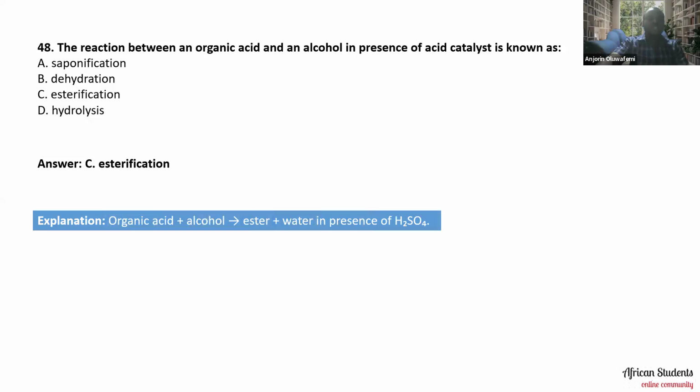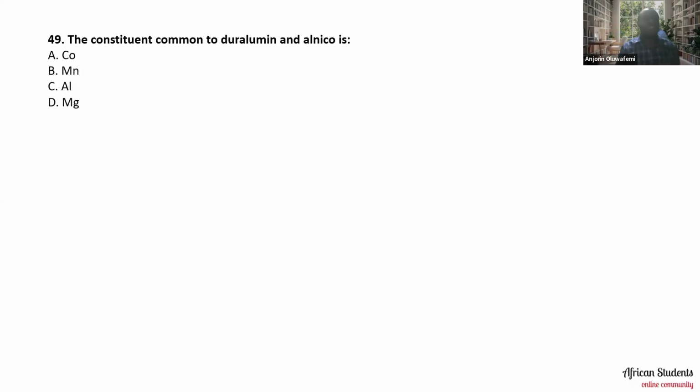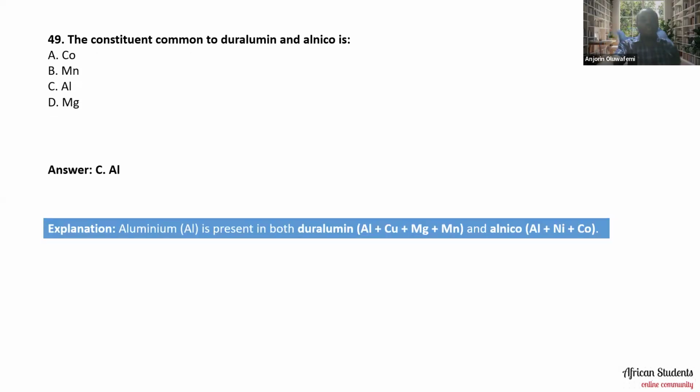An explanation: organic acid plus alcohol will give ester plus water in the presence of H2SO4. That's what we see play out when that happens. So esterification it is. And the constituent common to duralumin and alnico, is it cobalt, manganese, aluminum, or magnesium? The answer is aluminum.